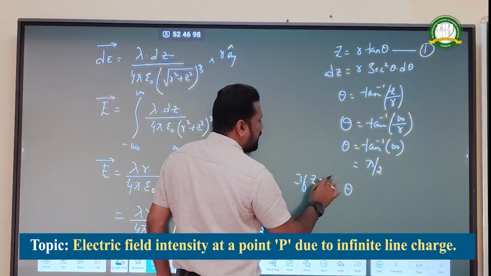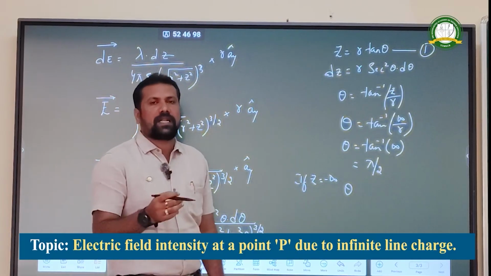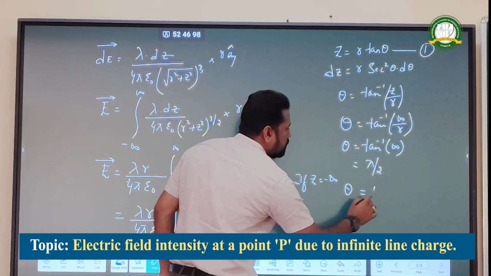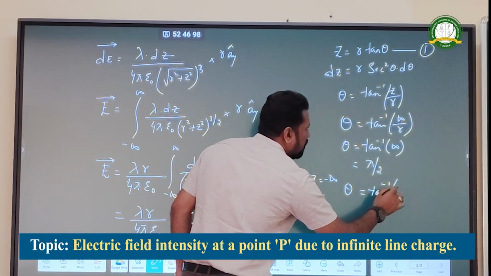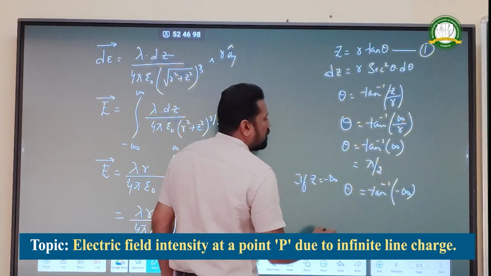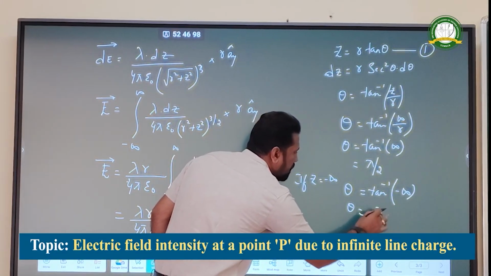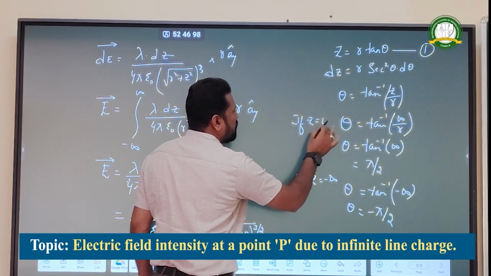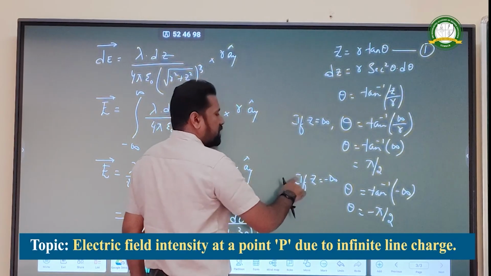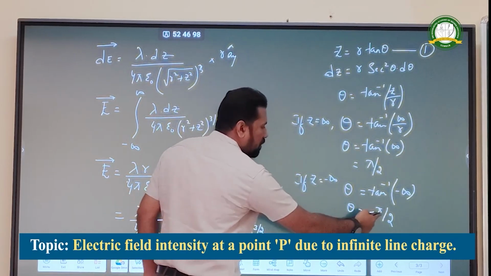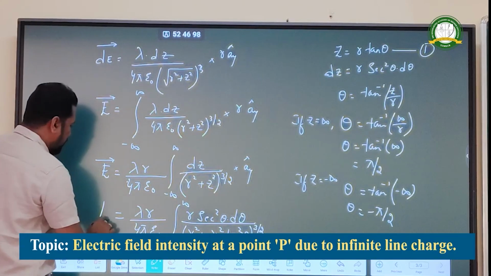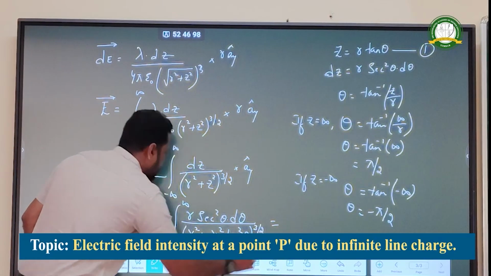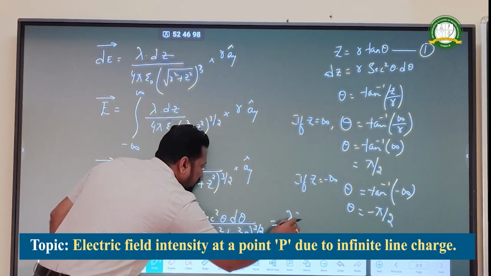So it is pi by 2 if z is infinite. And if z is equal to minus infinite, because we are going to find out an electric field due to an infinite line charge, theta is equal to tan inverse of minus infinite. So theta is equal to minus pi by 2. So if z is equal to infinite, then theta is equal to pi by 2. If z is equal to minus infinite, theta is equal to minus pi by 2.